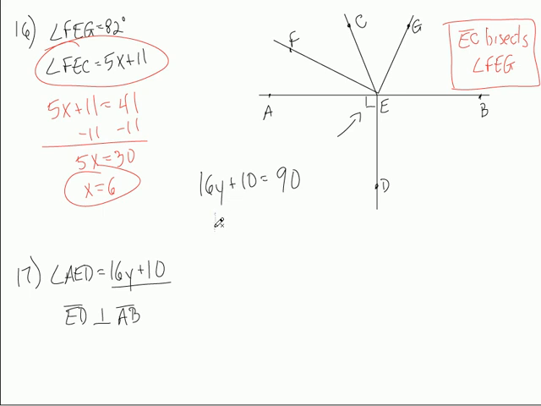So let's do this real quick. 16y. Subtract 10 from both sides and you get 80. Divide by 16. That comes out even to 5. And there it is. You got number 17. What do you think? It's good stuff, isn't it? Yeah, it's not too hard. All right, let's pause that and we'll move on.